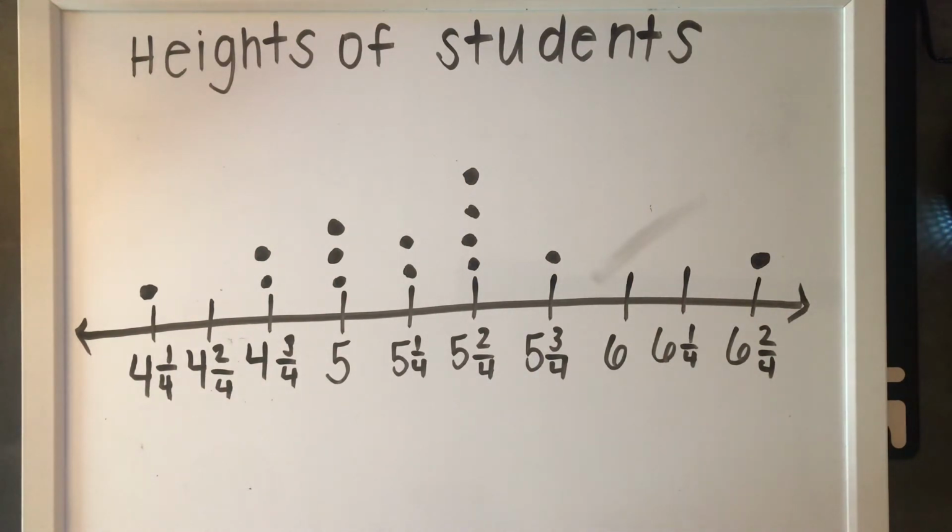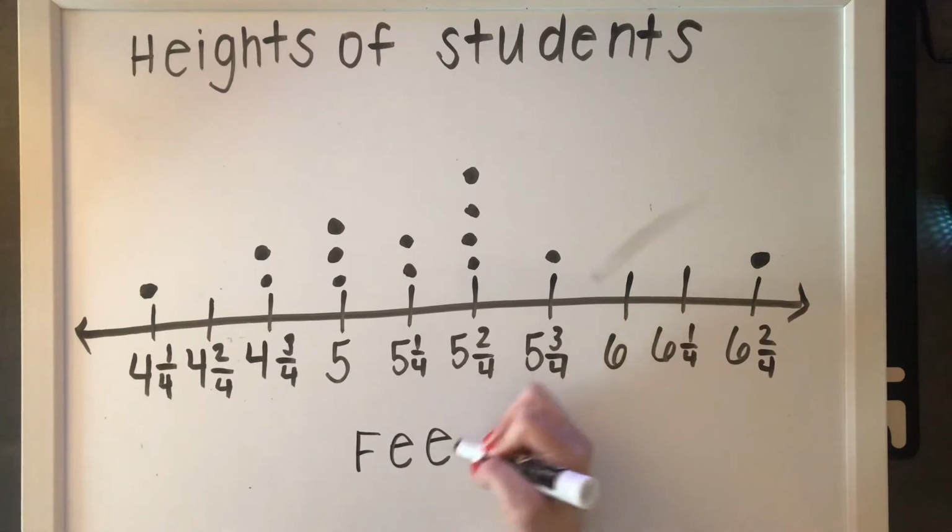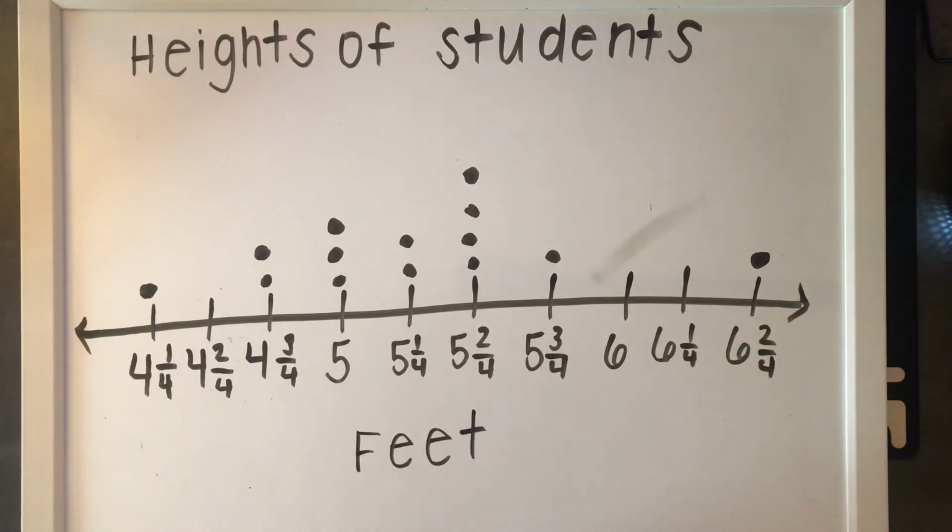So if we look at this line plot, it's talking about the heights of students, so how tall students are. And it already has the data plotted and it's talking about in feet. So if we look here, our smallest number is 4 1/4 feet, and 6 2/4 feet is the largest height, the tallest person. So if we're looking, something they could ask you today is what is the difference in height between the tallest and the shortest student?